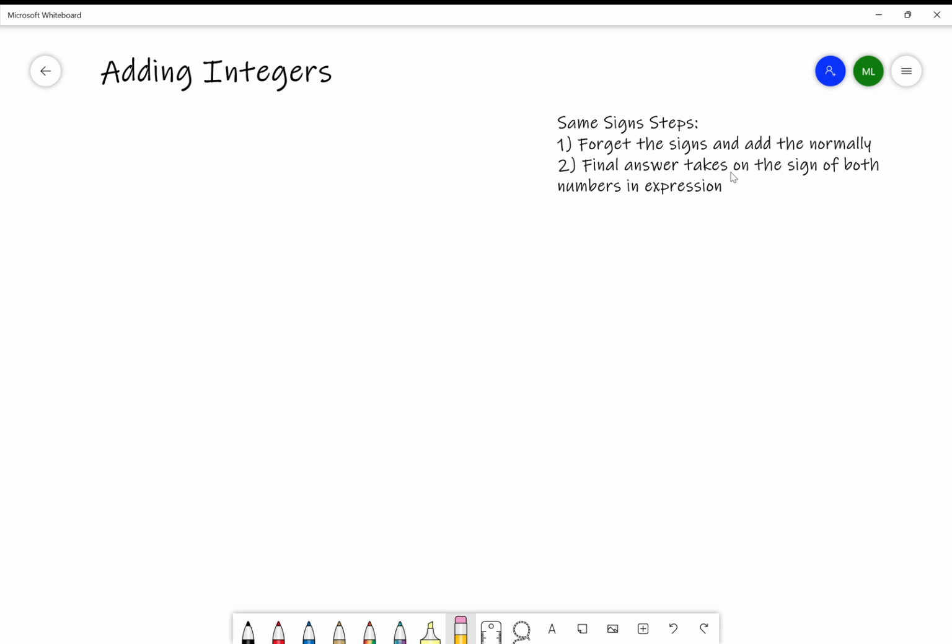So let's say I have 5 plus 6. All right. So I have 5 plus 6. These are both positive signs. It's positive 5 plus positive 6. So add them as you would normally. So 5 plus 6 is 11, and they're both positive numbers, so the 11 is also positive.